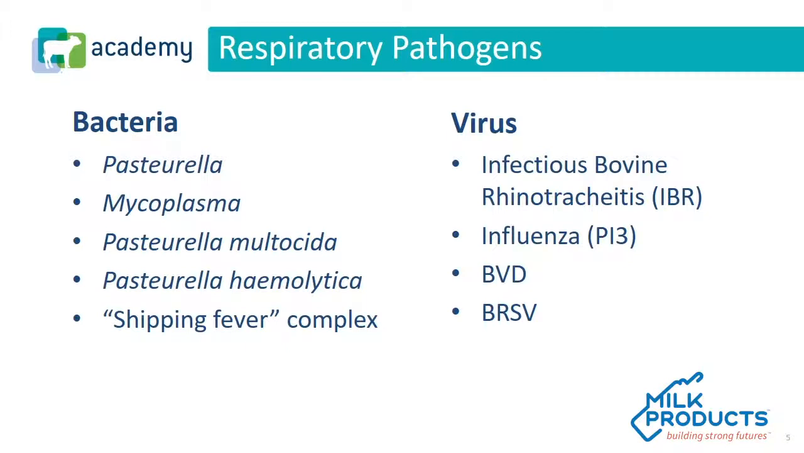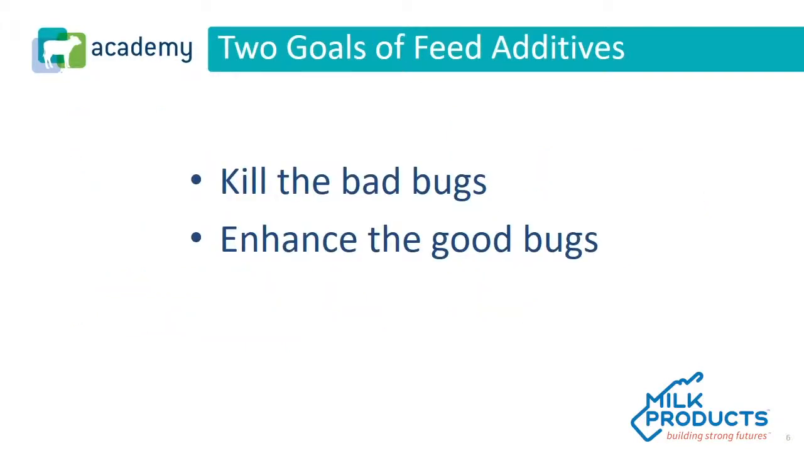Viruses which cause respiratory disease in calves are infectious bovine rhinotracheitis, which is IBR, influenza, also called PI3, BVD, bovine viral diarrhea, or BRSV, bovine respiratory syncytial virus. When adding feed additives, there are two goals. One is to eliminate the pathogens. The second would be to enhance the good bugs, or feed the good bugs, or populate the good bugs.